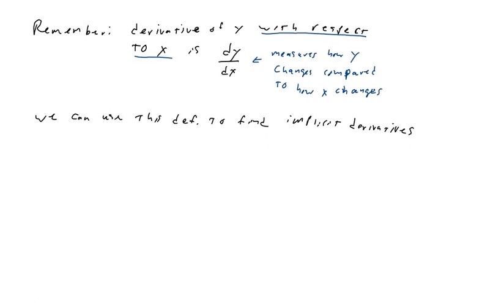So how does that work? Let's do an example. Let's say I want to find the derivative of, what's a good equation? Yeah, let's do x squared plus y squared equals 16.